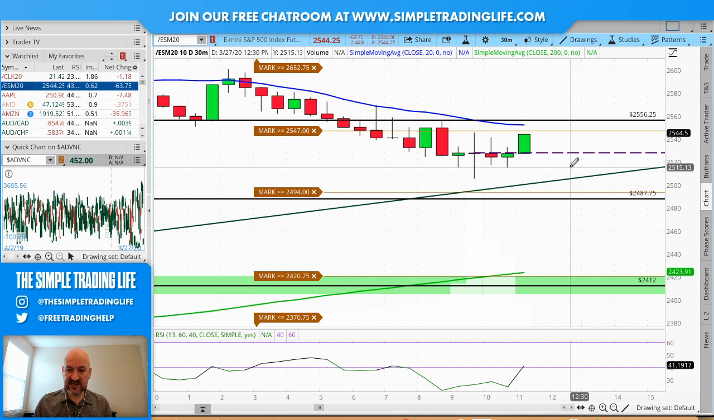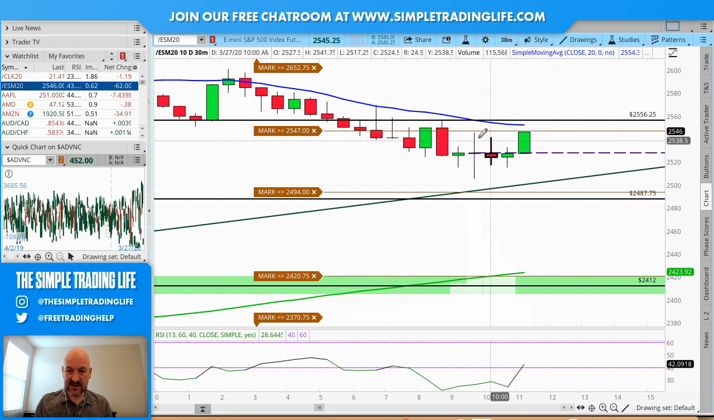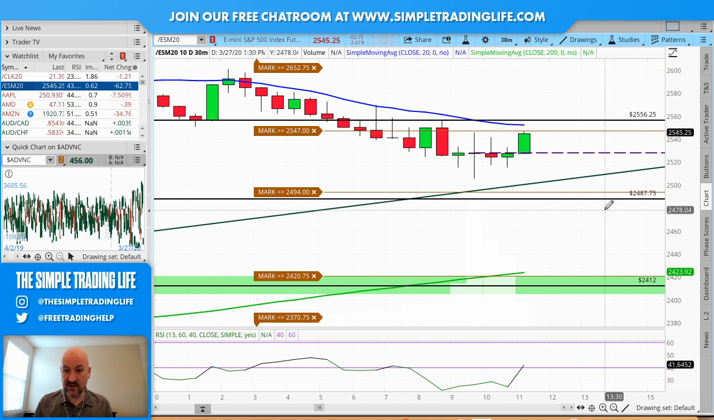Okay, now we're seeing, are we going to be able to take out the tops of both of these? We took this one out already. My alert is set at the top of this wick. Then we have the 20, and then we have the resistance level. So it is trying to move. We'll watch it here for just a minute.